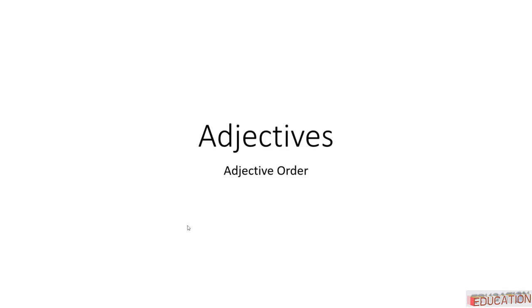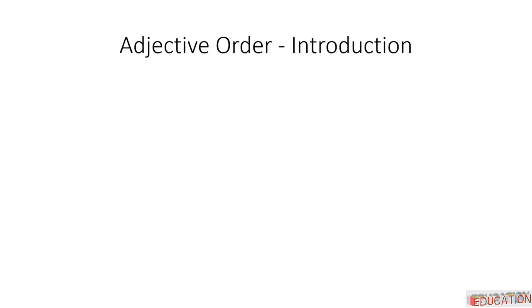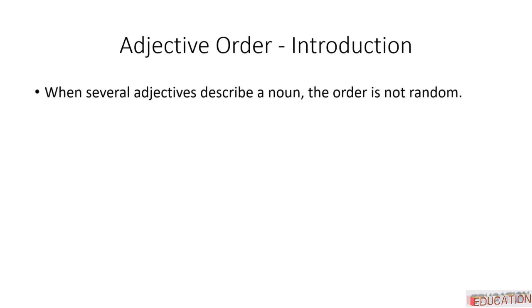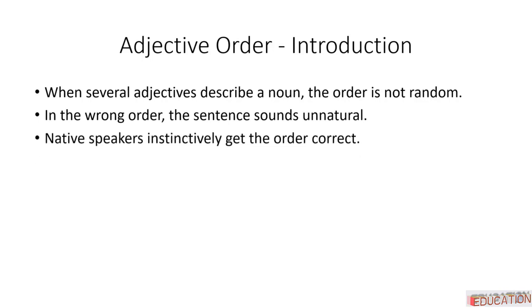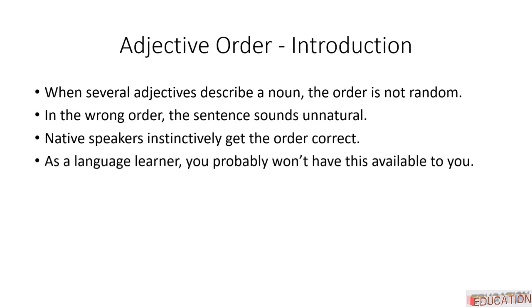This lesson in the adjectives block concerns the order in which we use them. When several adjectives are used to describe a noun, the order is not random. And if it's put in the wrong order, the sentence really sounds unnatural. Because native speakers have been hearing the correct order all their lives, they instinctively get it right. But as a language learner, you won't have this experience available to you to fall back on.